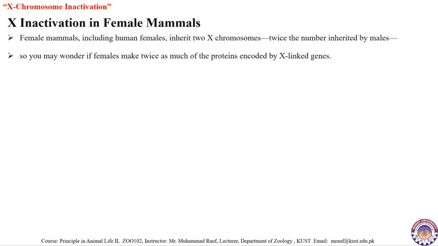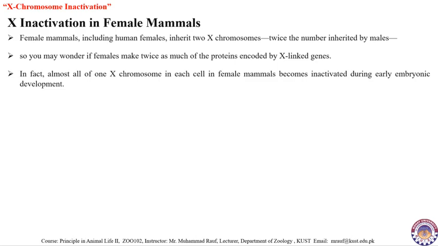A human female carries two X chromosomes, so she has twice the number of X chromosome genes as compared to males. So what will happen? Either it will have a harmful effect on human females, or there is a way to compensate the dosage of X-linked genes and equalize the transcriptional product of X-linked genes in both cases. X-linked genes means genes located on the X chromosome.